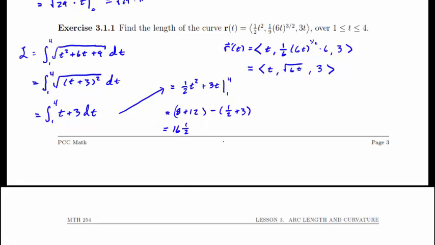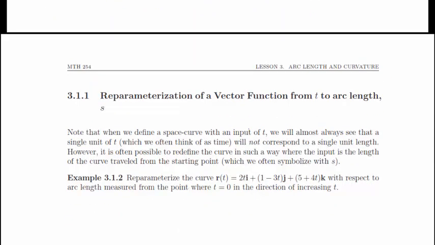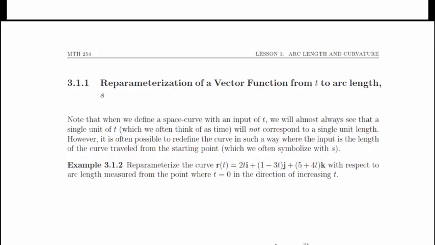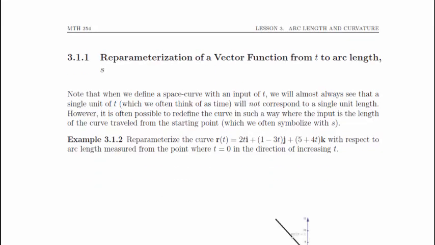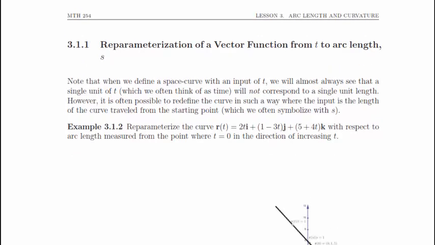All right, hopefully we've got that all squared away. We're going to now look at reparameterization of a function from t to arc length s. Okay, so note that when we define a space curve with an input of t, we will almost always see that a single unit of t, which we often think of as time, will not correspond to a single unit of length. However, it is often possible to redefine the curve in such a way where the input is the length of the curve traveled from the starting point, which we often symbolize with s.